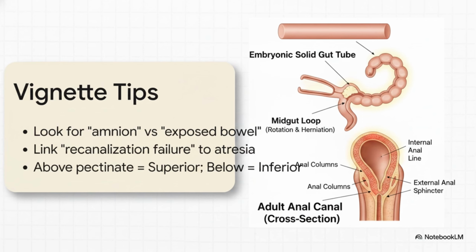To wrap things up, let's talk about applying this to clinical vignettes. Train your eyes to hunt for keywords. If you see amnion, think omphalocele. If you see exposed bowel, think gastroschisis. Always, always link recanalization failure directly to atresias. And structurally, when you're looking at the anal canal, just remember, above the pectinate line is superior for blood supply, and below is inferior.